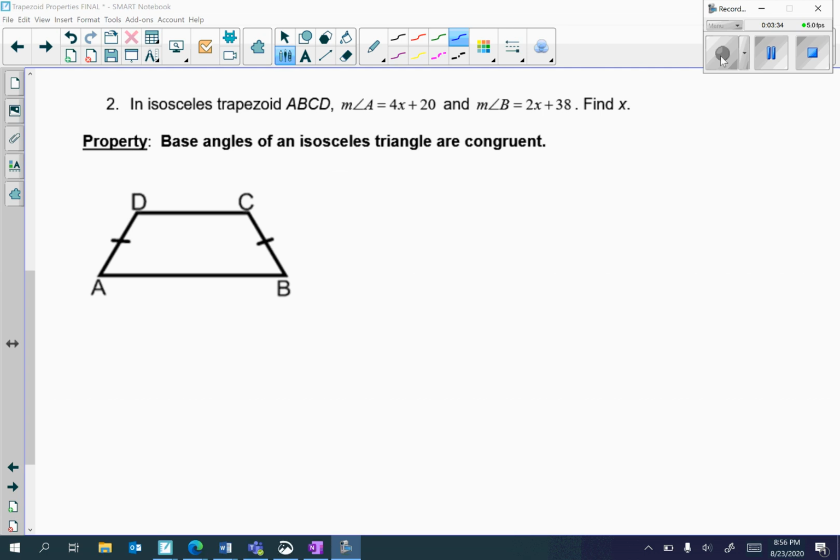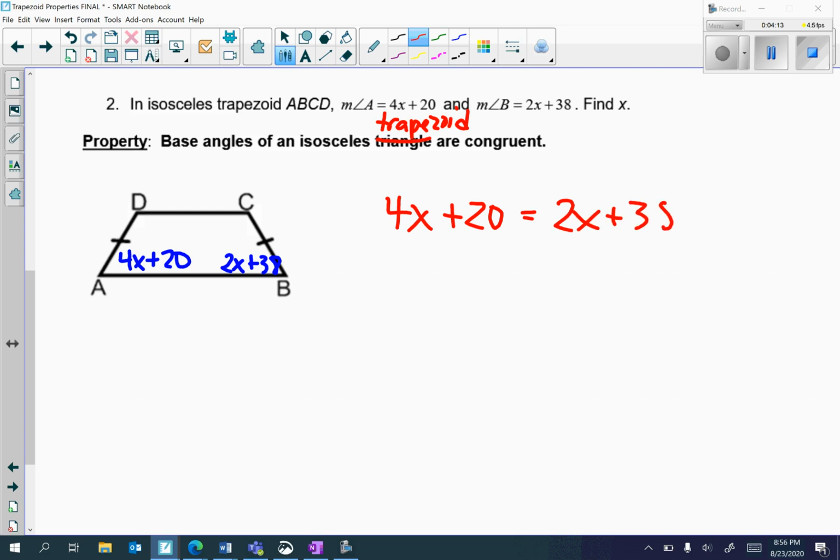For number 2, in isosceles trapezoid ABCD, measure of angle A is 4x plus 20, and measure of angle B is 2x plus 38. Find x. So the property we're going to be applying to this question is the base angles of an isosceles trapezoid are congruent. So all I have to do is, because they're congruent, they're equal to each other, set them equal. 4x plus 20 is equal to 2x plus 38.